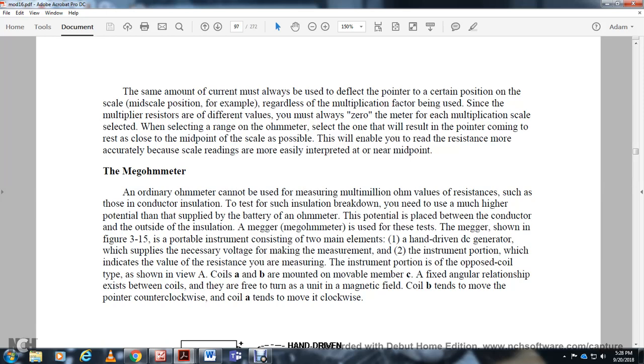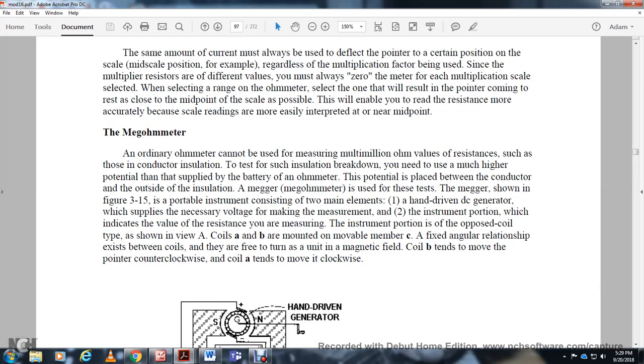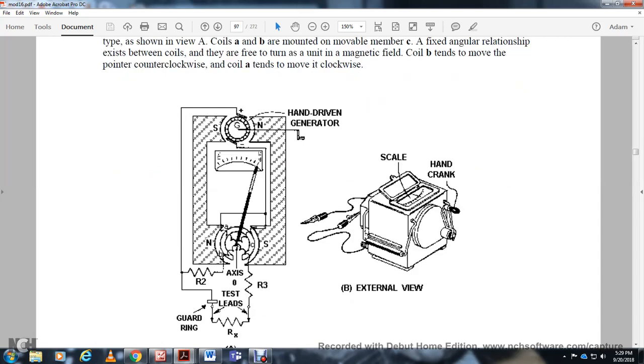The megohmmeter shown in figure 3-15 is portable and consists of two main elements: a hand-driven DC generator that supplies the necessary voltage for making the measurement, and the instrument portion, which indicates the value of the resistance. The instrument portion has coils A and B, attached to the movable member C in a fixed angular relationship. The magnetic field of coil B tends to move the pointer counterclockwise, while coil A tends to move it clockwise. The figure shows the hand-driven generator, resistors, test leads, guard ring, scale, and hand crank in external view.